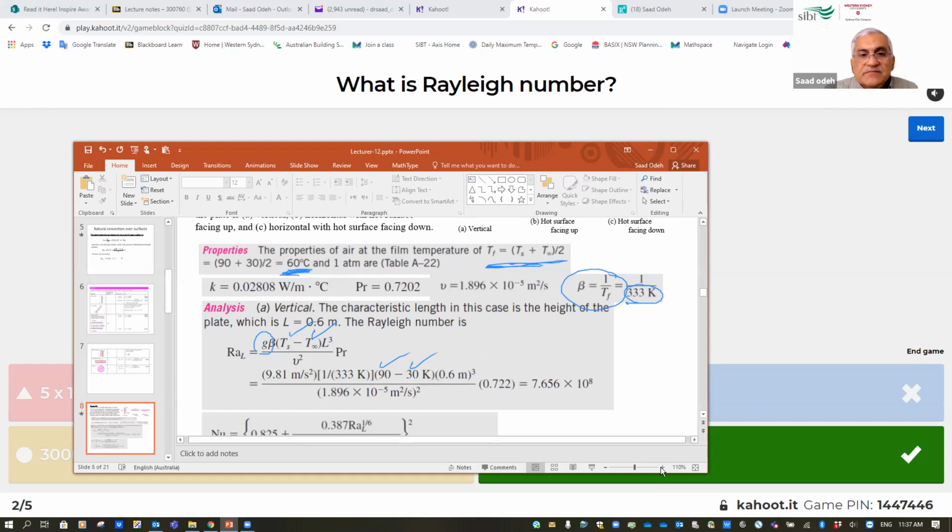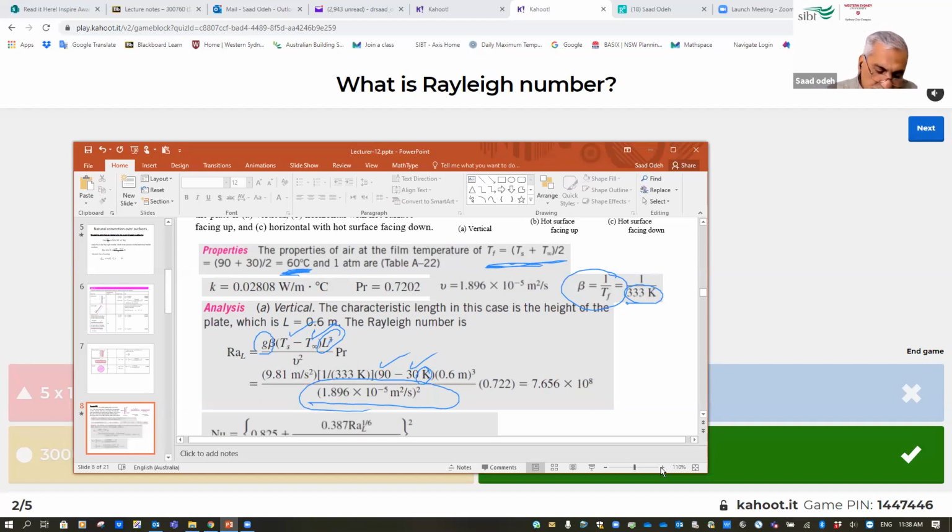All right. And if you look here, they put K. Actually, this shouldn't be K. It should be Celsius. This is from the book. Even if, let's say, the difference between temperatures doesn't matter whether it's Celsius or Kelvin, because the difference will give you the same result. But here the values are in Celsius. So the difference between them, 90 minus 30, then multiply by L, the length of the plate, which is 0.6 to the power 3, divided by kinematic viscosity.